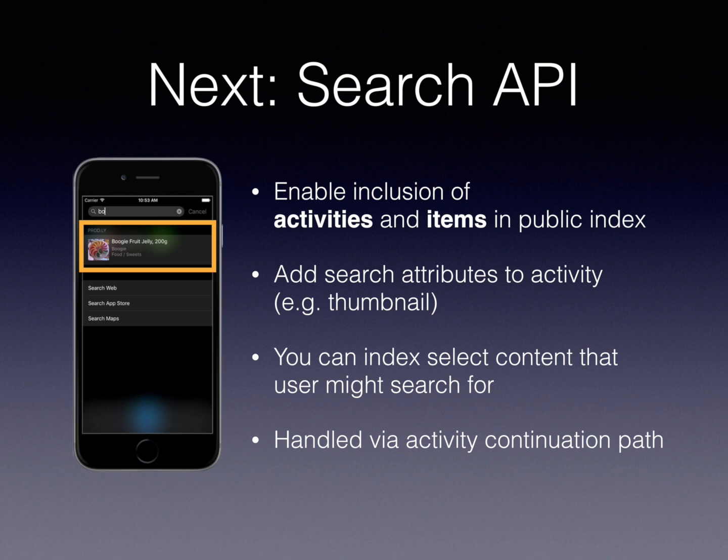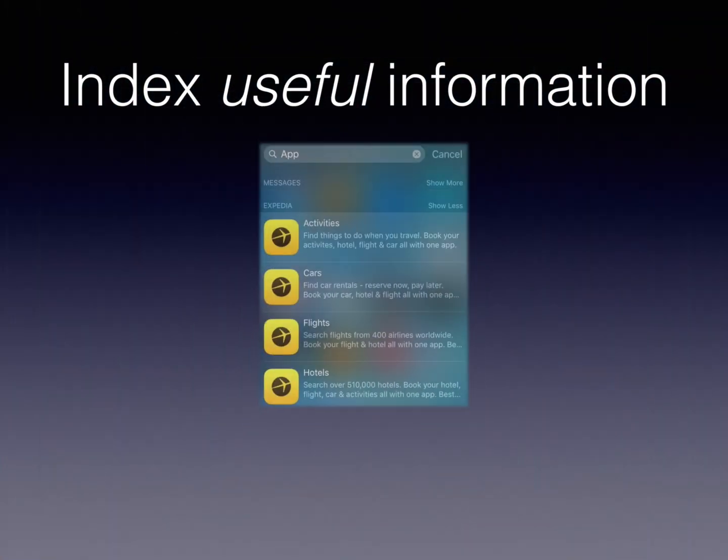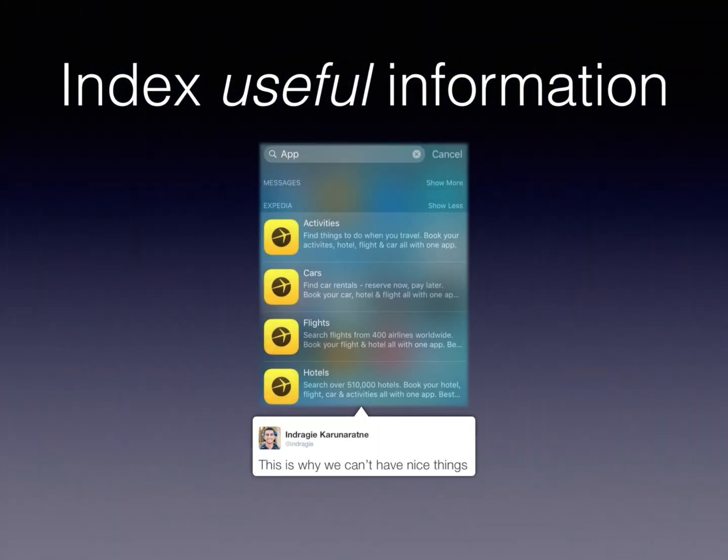Now, a word of warning: you should only index useful information. I found a negative example on Twitter. This is the Expedia app, and somebody tweeted, this is why we can't have nice things, because you can add keywords to the items you add to the index, and in this case Expedia added "app", so if you search for app you would get lots of non-relevant search results. This is not the experience that you want your users to have. That's why we chose only to add the items to the index that the user actively interacted with.